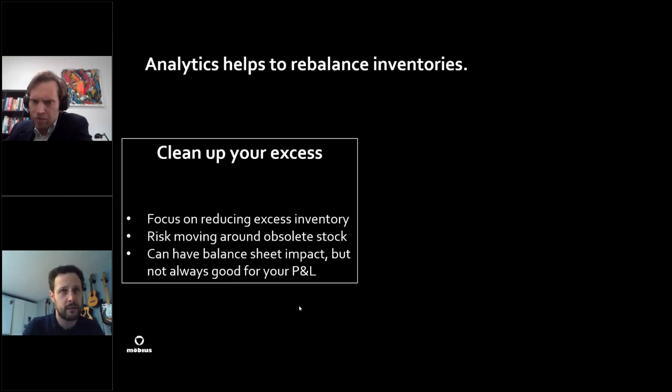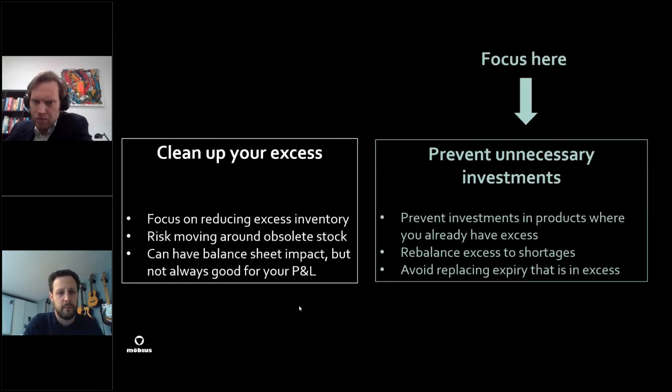The other angle is to approach it from preventing unnecessary investments. What does that mean? You really want to avoid investing in products where you already have excess. By doing that, it's a double win. You don't manufacture the products anymore, so you don't need to spend the capex to manufacture them, but you also move your excess products to a place where you can use them.